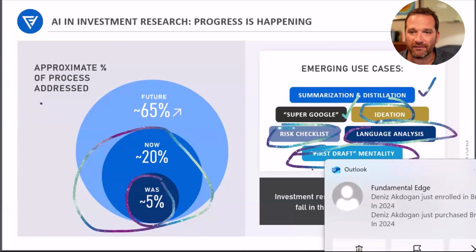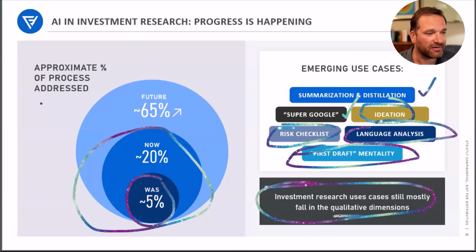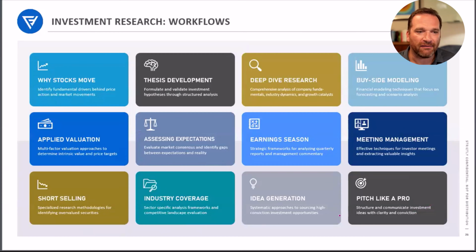I think some of those quantitative elements. I think mostly investment research use cases today still fall mostly in the qualitative dimension for me personally, but that's a debate that we can have.